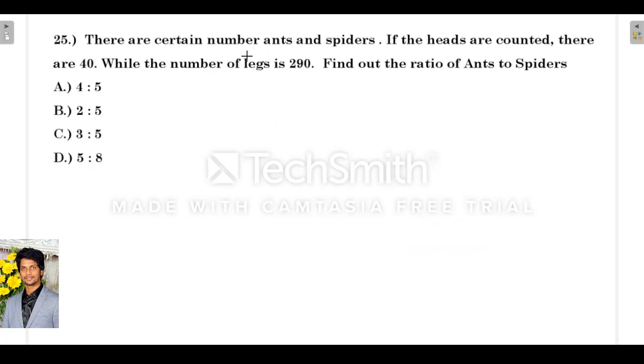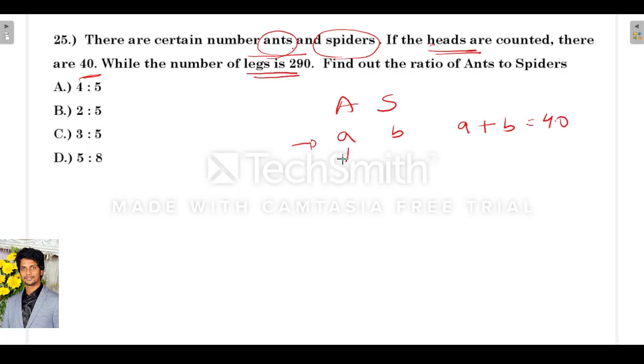So there are a certain number of ants and spiders. Let us say ants is A and spiders is B. If the heads are counted, there are 40. Ants and spiders each have only one head, so A plus B is 40. But the number of legs is 290. We know ants have 6 legs each, and a spider has 8 legs. So 6A plus 8B is equal to 290.